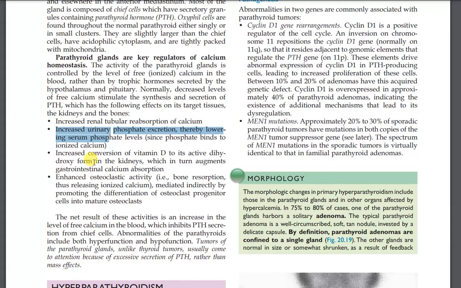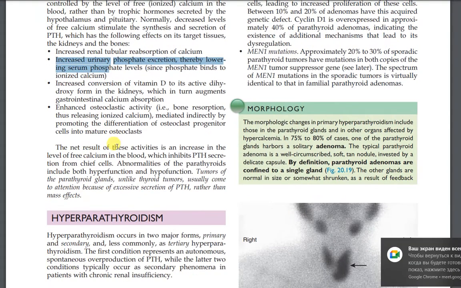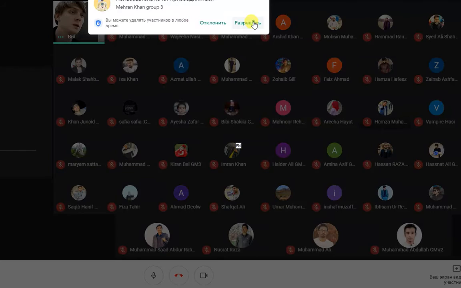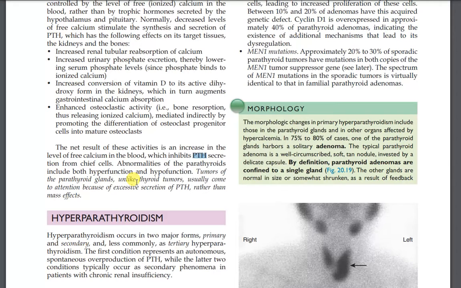The net result of these activities is an increase in the level of free calcium in the blood, which inhibits PTH secretion from chief cells. So you see, we have a negative feedback here. If the calcium level is already increased, negative feedback causes a decrease of PTH secretion. But abnormalities of parathyroid glands are mainly tumor or lack of PTH secretion. So now we'll discuss tumor.